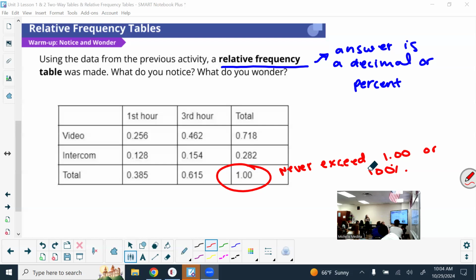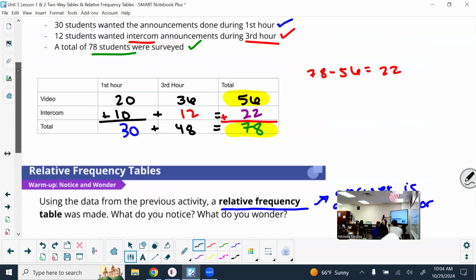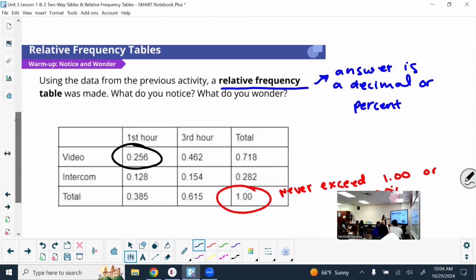Now, anyone know how we create decimals? Divide it by the total. So dividing, right? And in this case, if I'm doing it in relation to how many were surveyed, then the way that these were created is by taking the value from that box in the previous activity, 20, and dividing it by however many were surveyed.